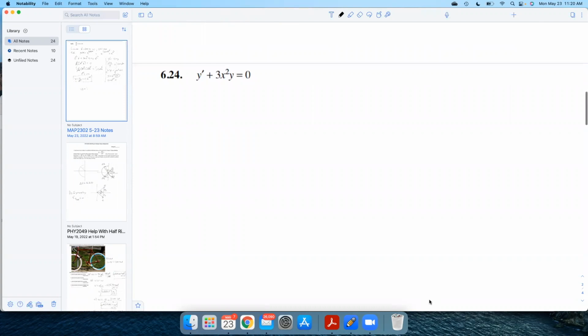Okay, let's do another one. Again, this one's also separable. We could solve it as separable. We could solve it as linear. The thing in front of y right there is my p of x. My integrating factor. Everything you're seeing me write is required for a full solution, by the way.